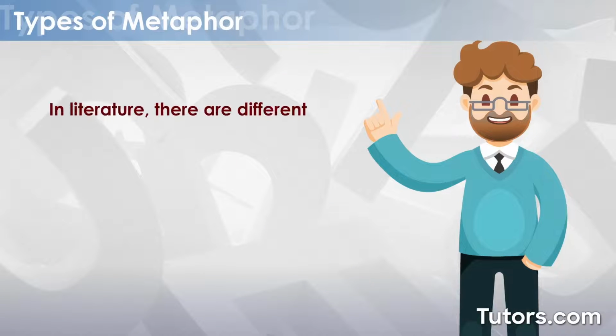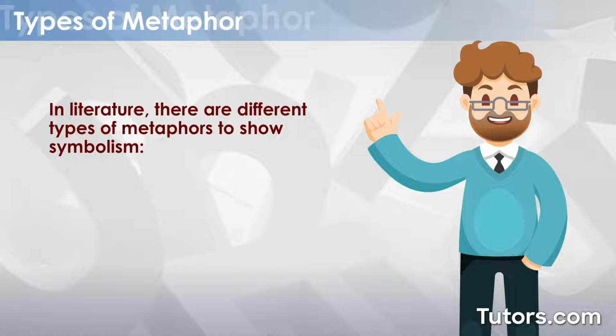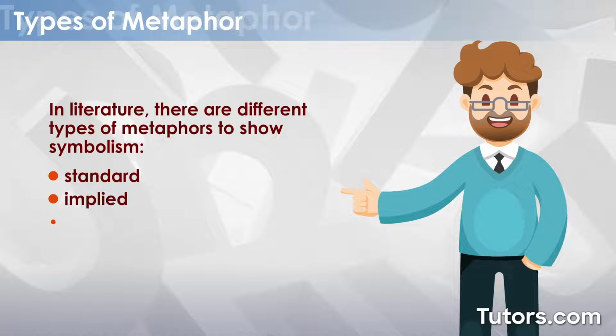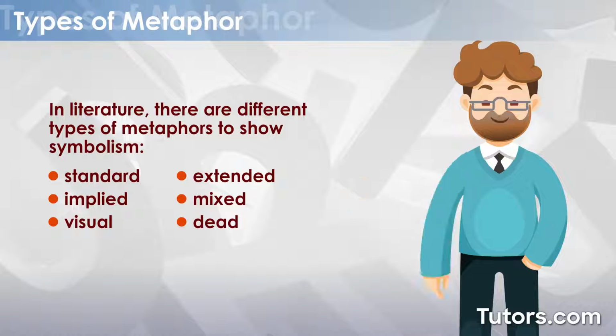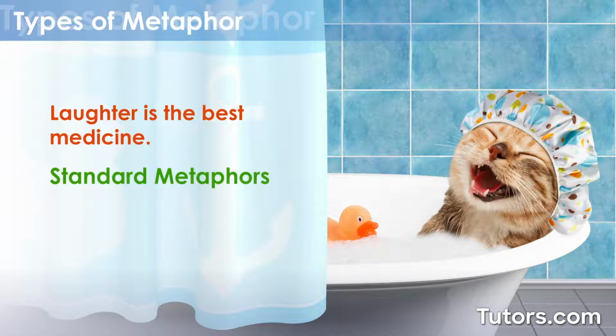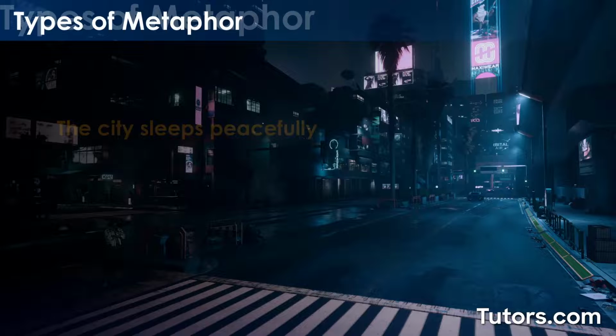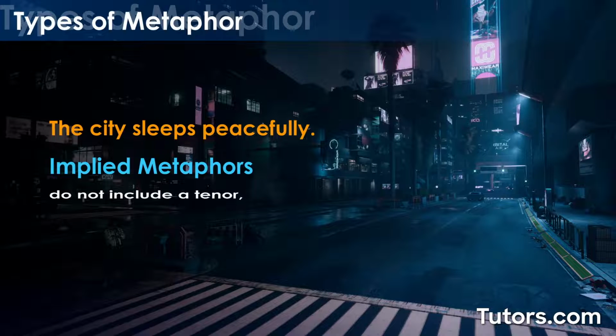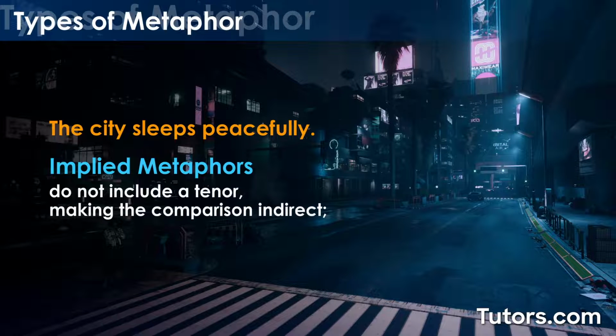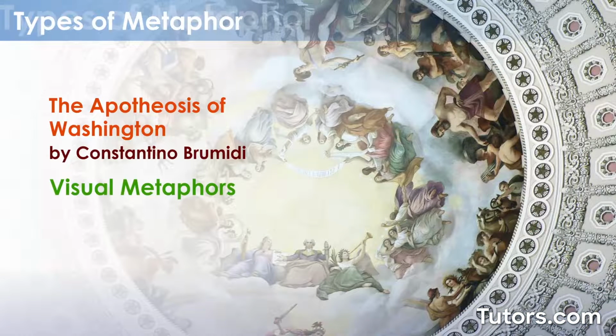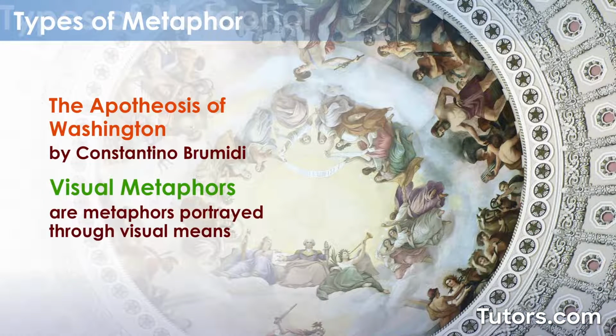In literature, there are different types of metaphors to show symbolism: standard, implied, visual, extended, mixed, and dead. Standard metaphors directly state the two objects being compared. Implied metaphors do not include a tenor, making the comparison indirect, implying the connection. Visual metaphors are metaphors portrayed through visual means, such as art or commercials.